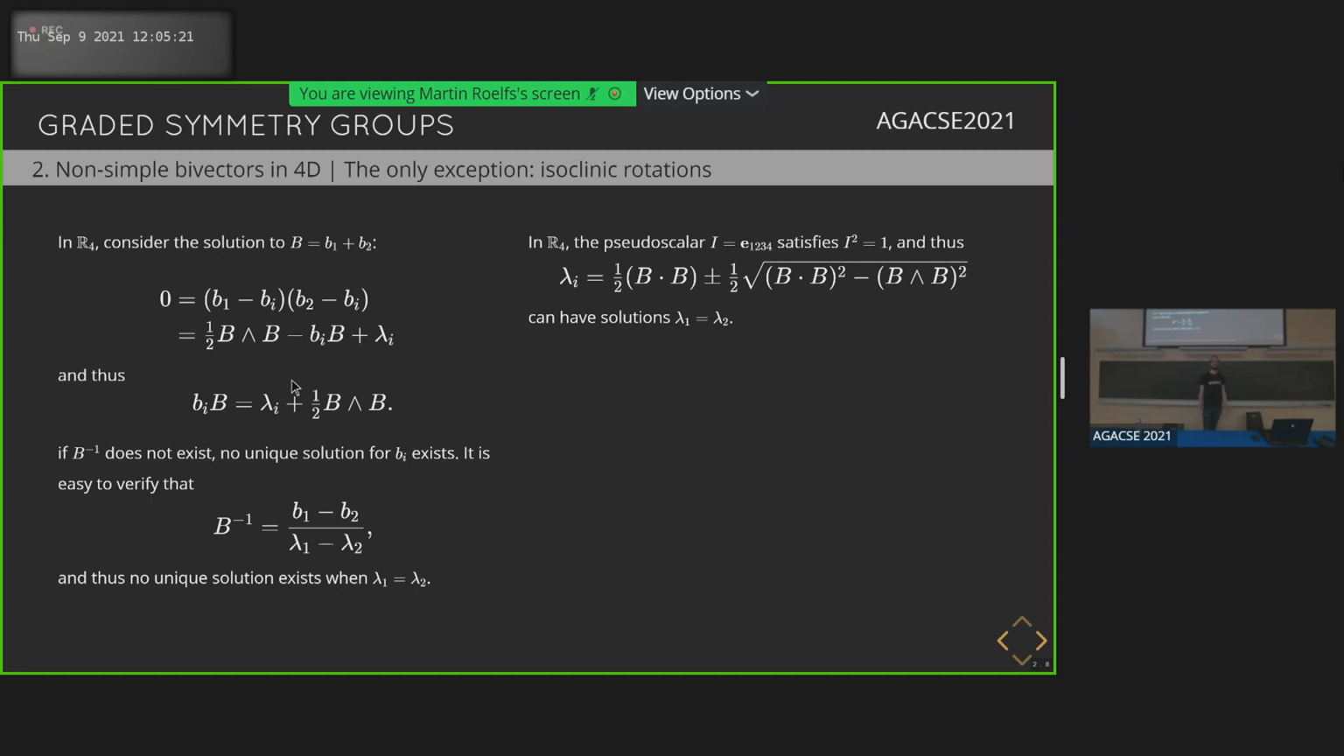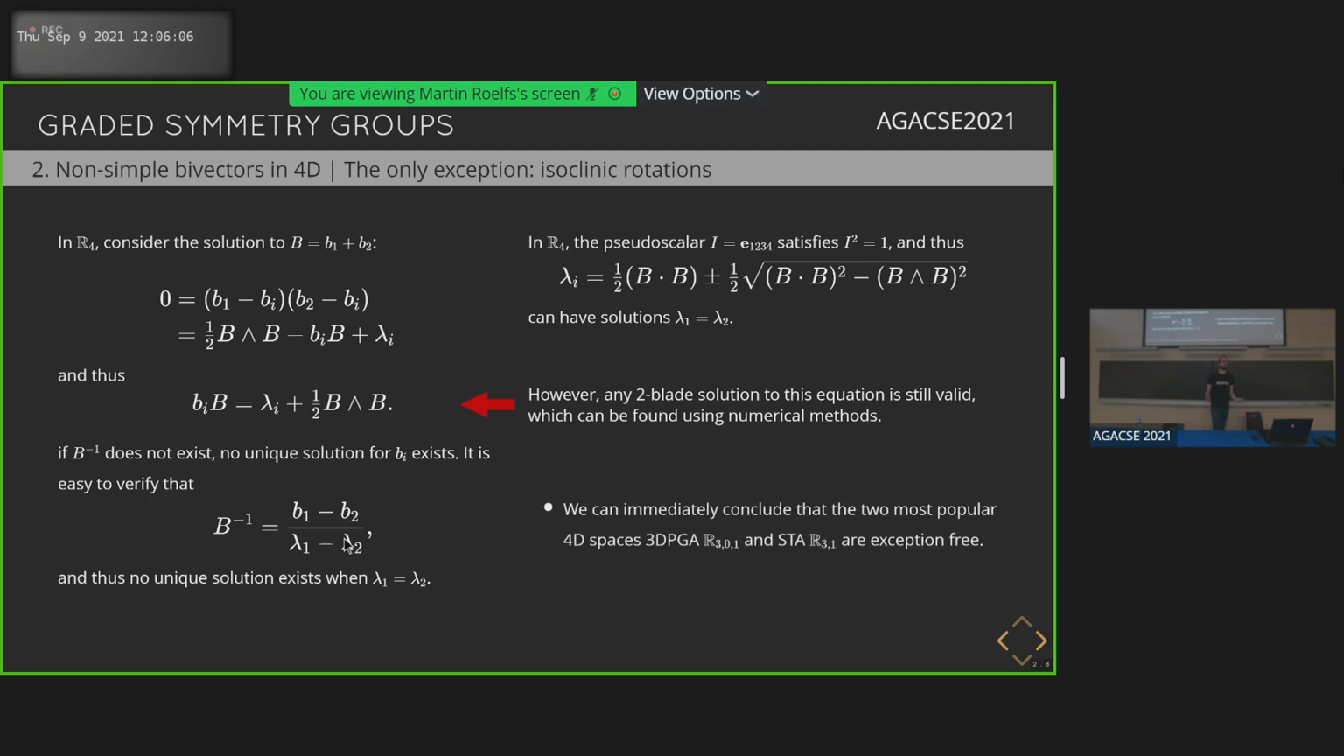So in R4, this can happen. In R4, again, we have a pseudoscalar which squares to a positive number, and therefore, it is possible for this B dot B squared minus B wedge B squared to be 0. That could happen. And when that happens, the solutions become the same, and we've hit this isoclinic point. But we have already found in numerical experiments that you can still find a numerical solution to this equation in principle. If you just stop one step earlier and you demand, I want to find some blade Bi that satisfies this, it will still work. So there, the split is still possible, but just not by our closed form solution anymore.